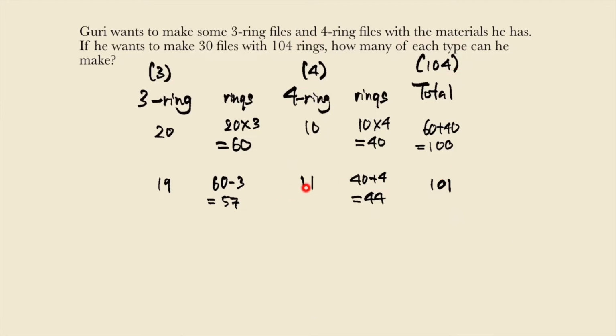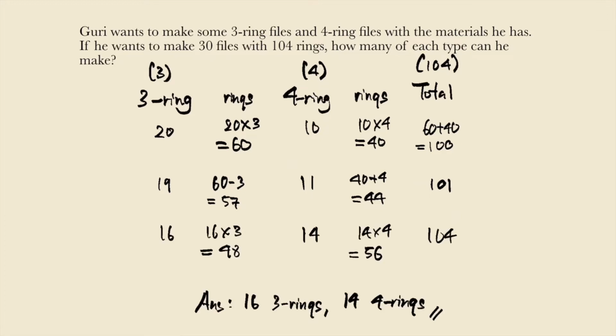If I do this thing again, whereby I increase by 1, can you predict what the total will be? 102. Do it again, 103. Do it again, 104. That is slow, but you'll get there eventually. So there you go. How many of each type did he make? Well, looking at this, 16 3-ring files and 14 4-ring files.